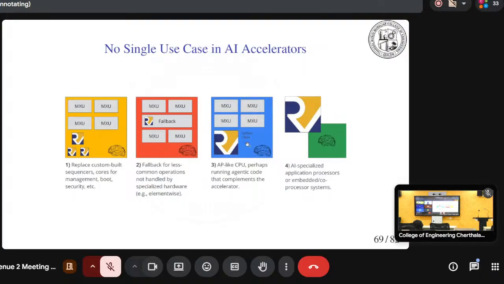And in the third one, RISC-V is the major player in this particular system. And to complement the RISC-V processor, we have different CPUs.